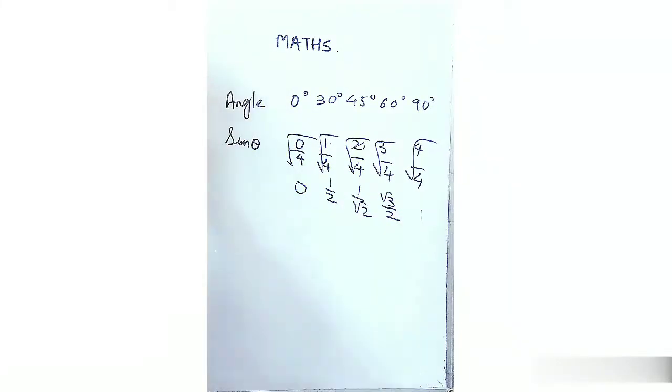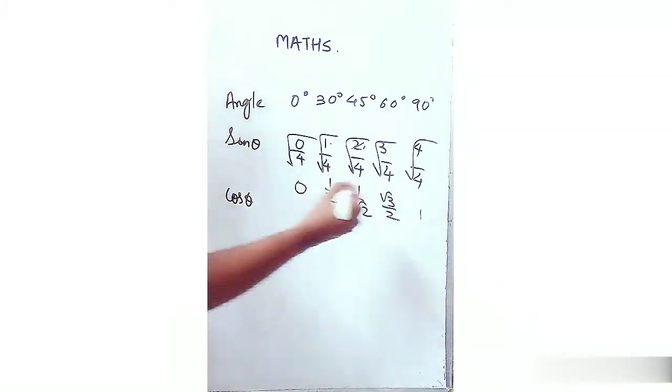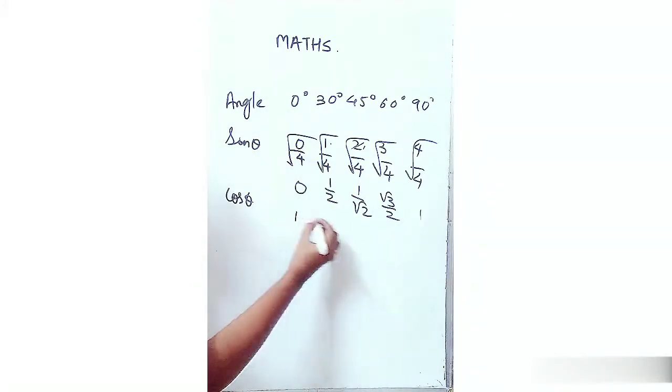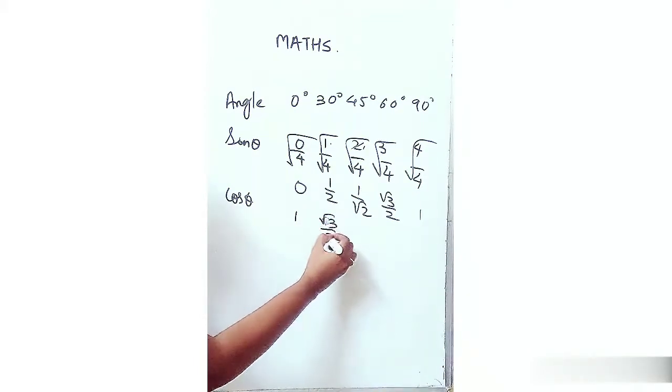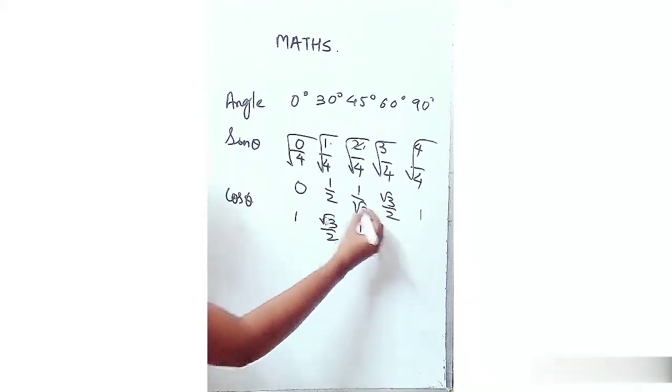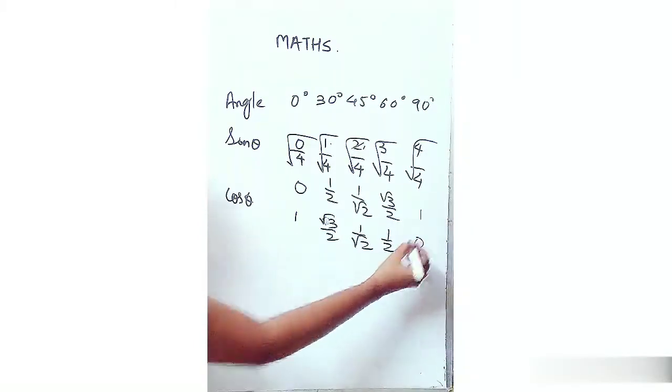This will be 1. Now for cos theta, student, you have to simply write the other way. This is 1, so I'll write 1, then root 3 upon 2 and 1 upon root 2, then 1 upon 2, then 0.